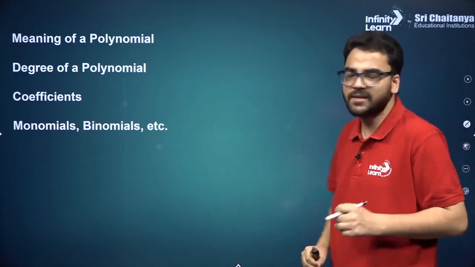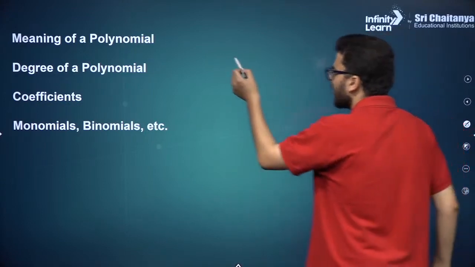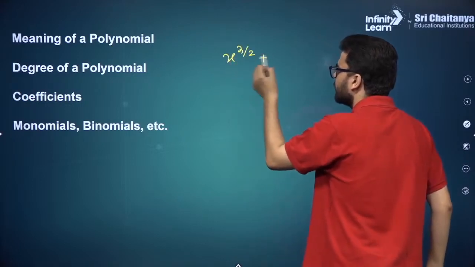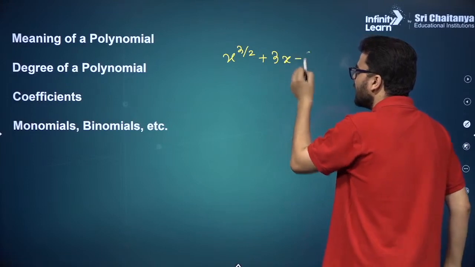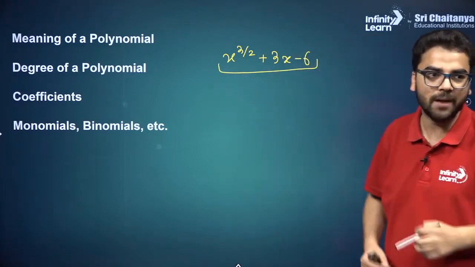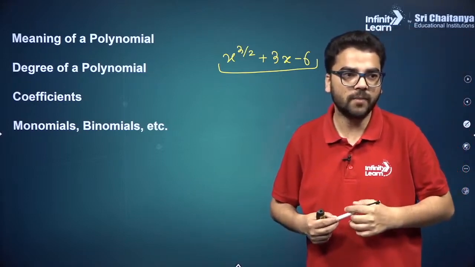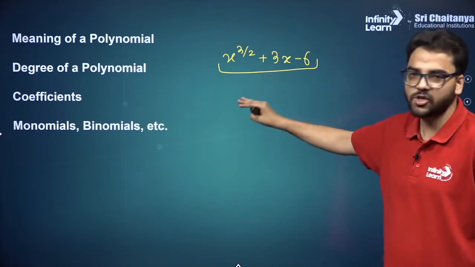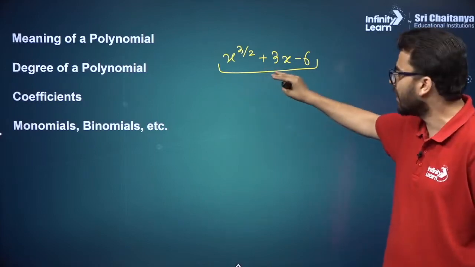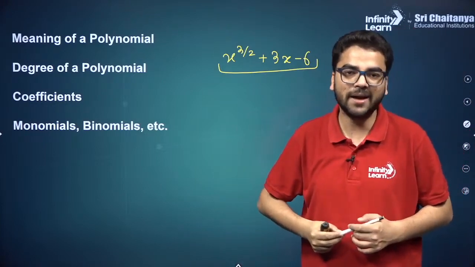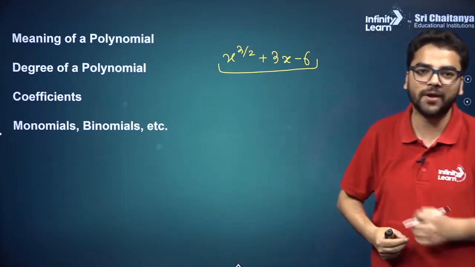So the very basic thing I would like to ask, can you tell me, is this algebraic expression a polynomial? Is this algebraic expression a polynomial? x raised to the power 3 by 2 plus 3x minus 6. Just comment that in the chat so that I will be able to know if you're getting it or not.